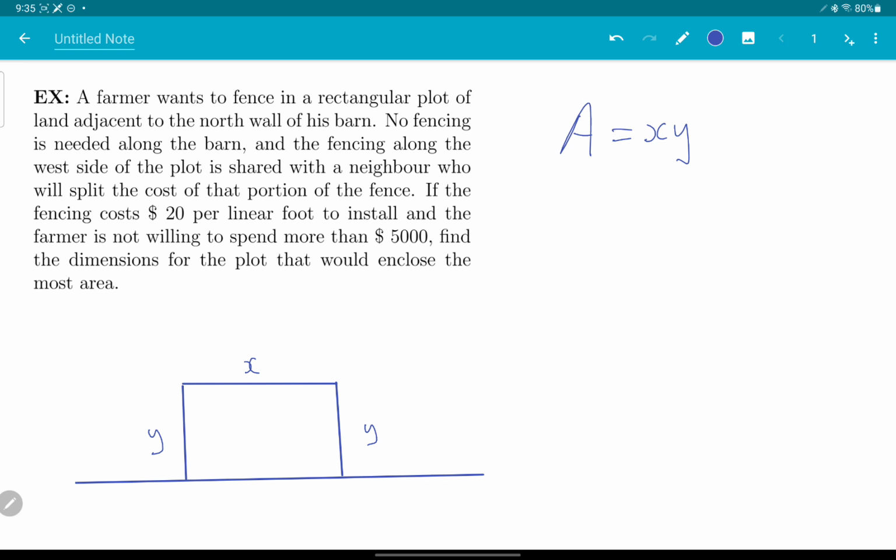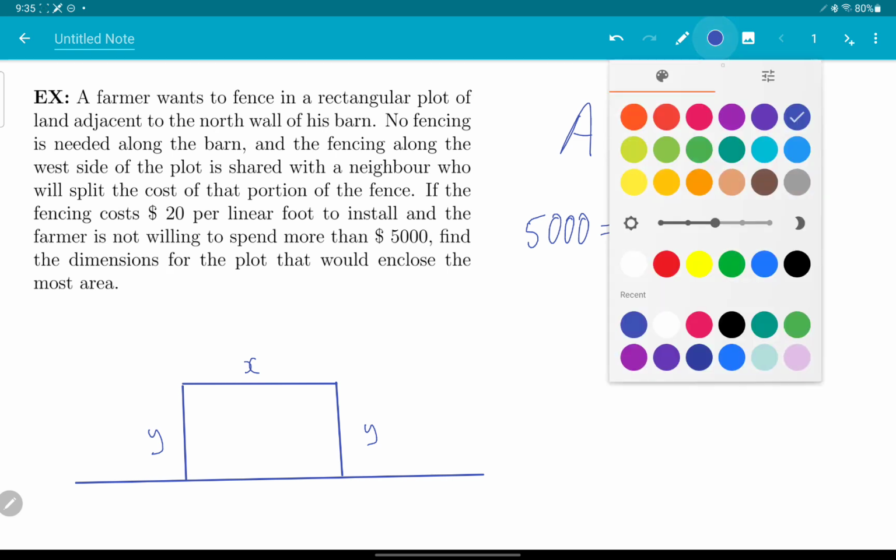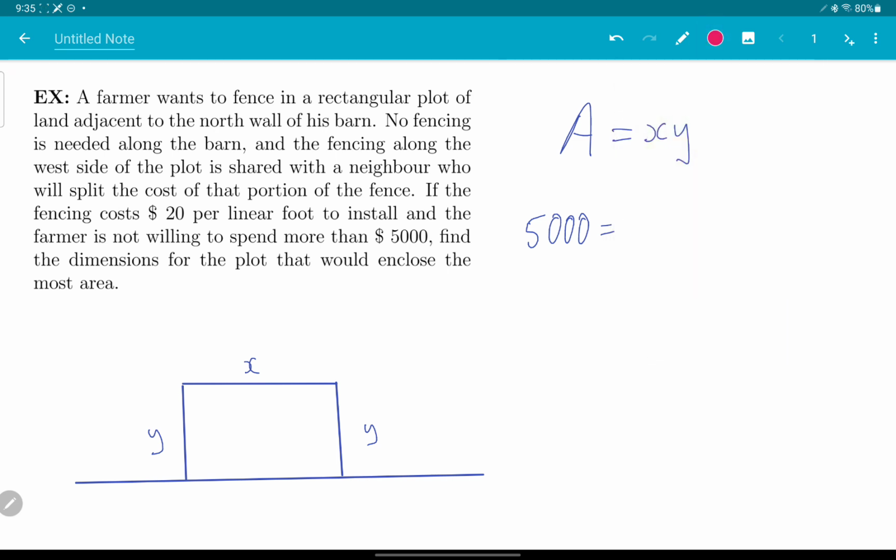Then what else do we have? We want to come up with a cost equation. So $5,000 is my budget, and that's going to be the money spent on fencing. So how much do we spend on fencing? Well, it's 20 bucks a foot. But one of the walls is shared. So let's say this one here is shared.